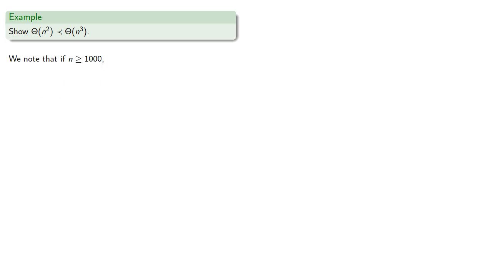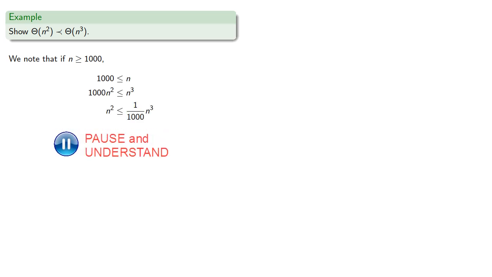We note that for large n, say n greater than or equal to 1,000, then we have, and so n squared is smaller than a constant multiple of n cubed, and so n squared is big O of n cubed.